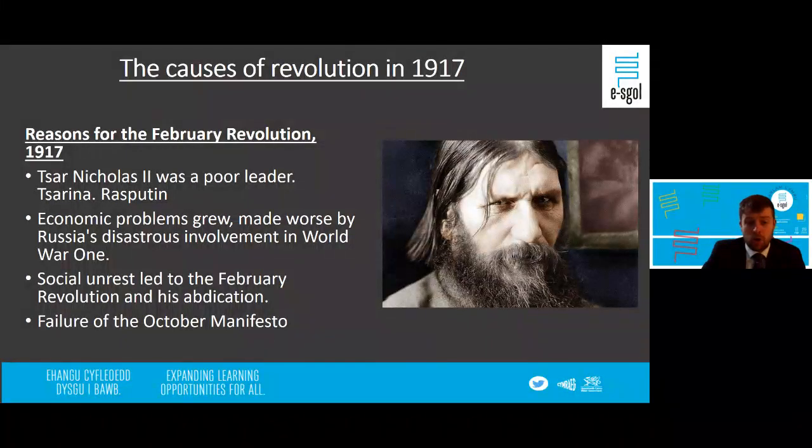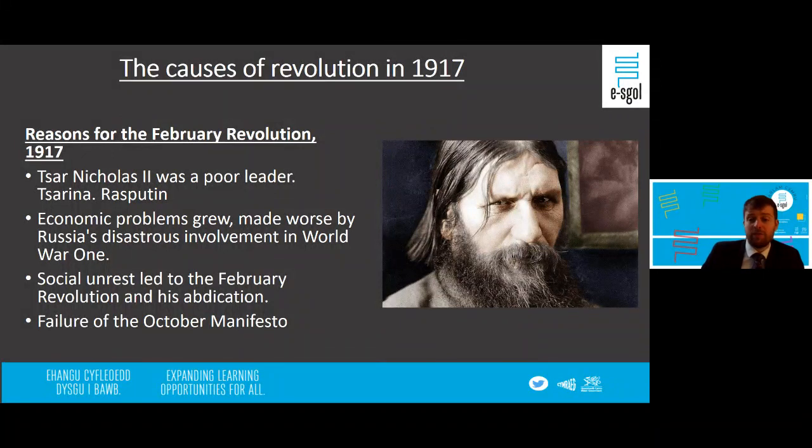Economic problems grew, made worse by Russia's disastrous involvement in World War I. There were cavalry, horses, fighting against tanks. There were soldiers running to the front without weapons, without ammunition, instructed to pick up ammunition and guns from the soldiers that had fallen down before them.